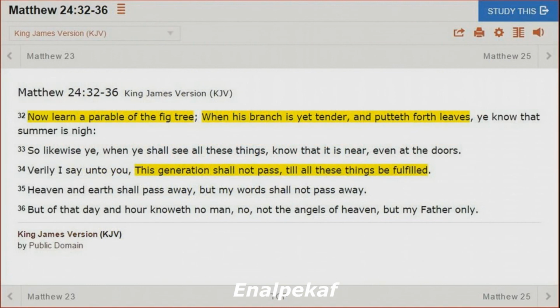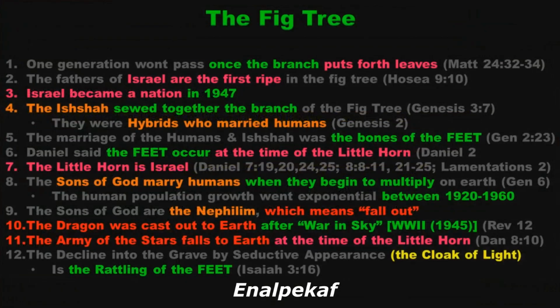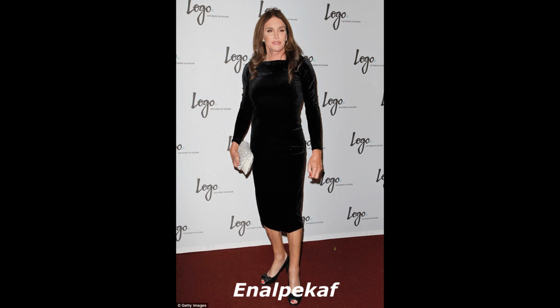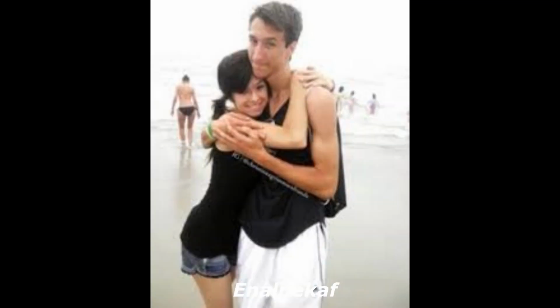So Jesus said in Matthew 24:32, "Now learn a parable of the fig tree. When his branch is yet tender and puts forth leaves, you know that summer is nigh." So he was telling us that the fig tree is a parable or riddle. In other words, it's code. In Hosea 9, we're told the first ripe in the fig tree are the fathers of Israel. And Israel became a recognized world nation in 1947.